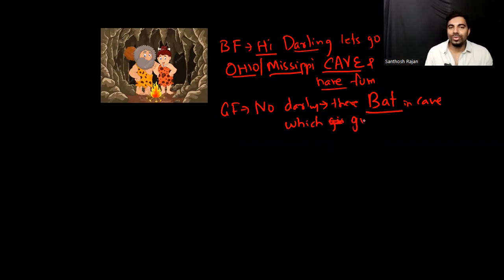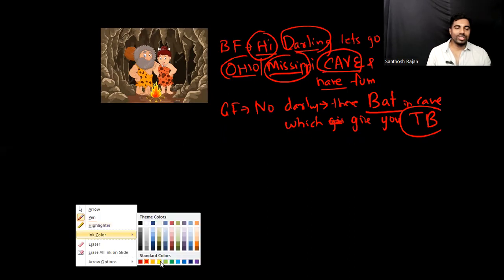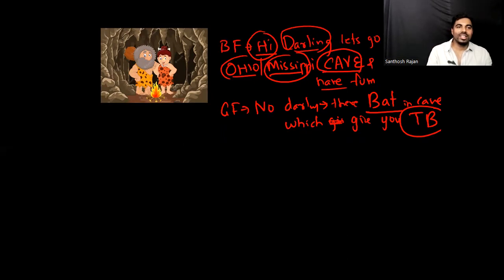Which will give you what? TB. That's it. You get histoplasmosis in future. You got it? Everything is there. I gave you a clue now. Sir, why such a big story about these two? So look, the boyfriend-girlfriend conversation is like this. He is saying, darling, let's go inside Ohio cave, we'll do some romance. Girlfriend is saying, no, there is a bat there, it will give TB. So everything is a clue here.